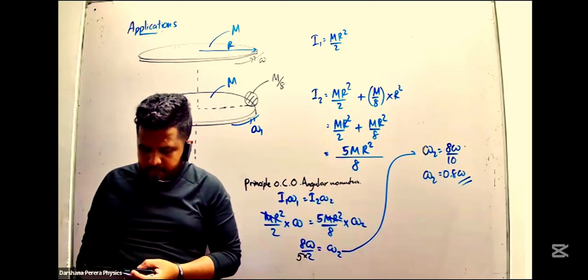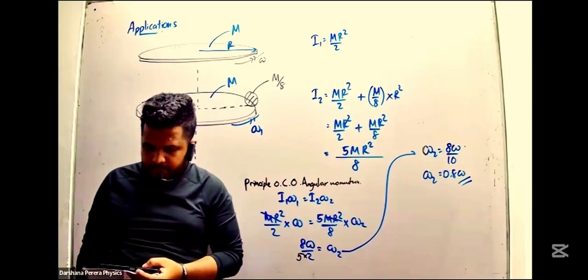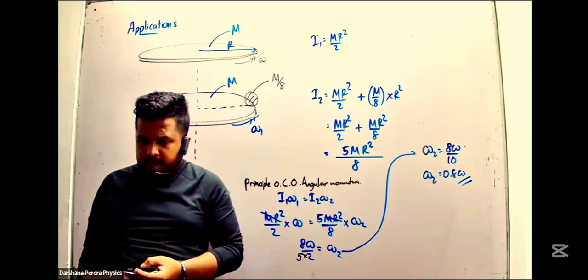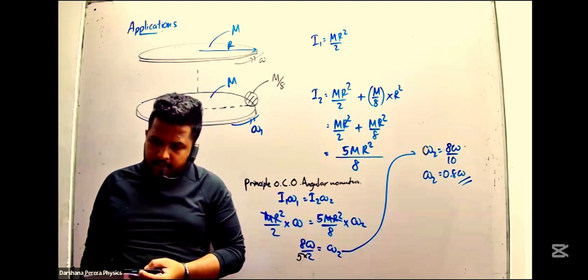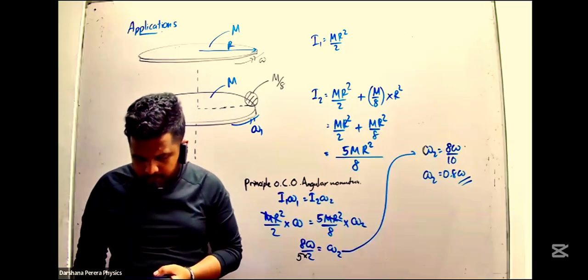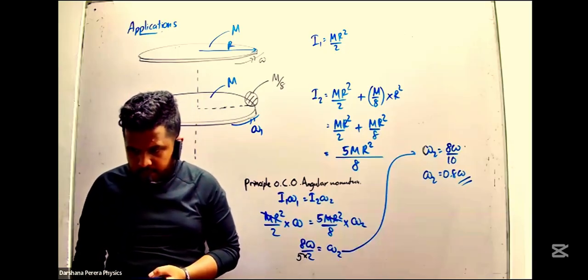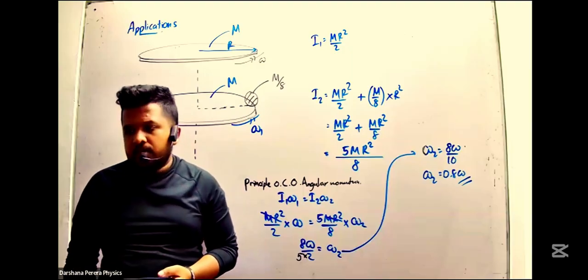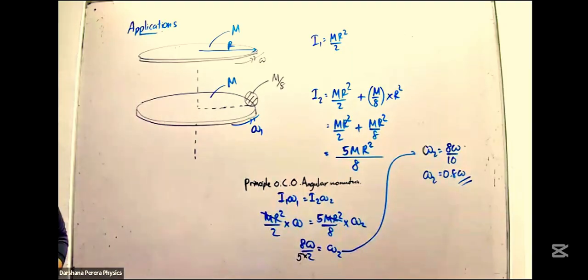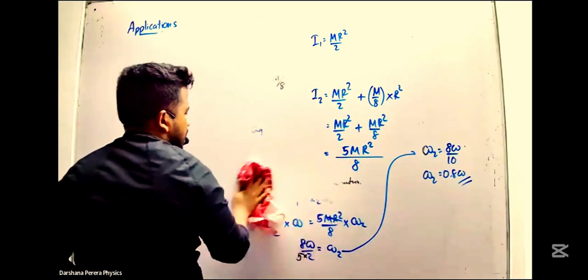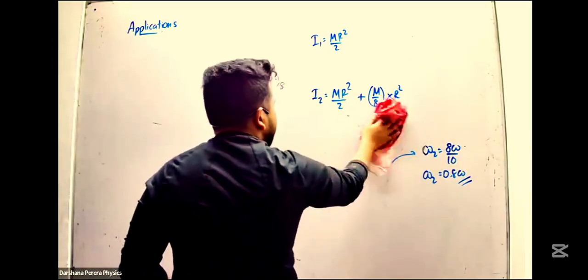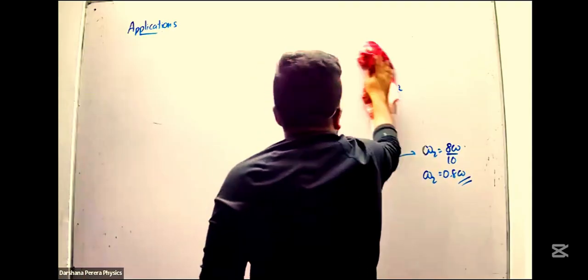Find out the final angular velocity of the system. It's like this, but the child jumps into the merry-go-round with a velocity. Therefore, how can we find this in this case?